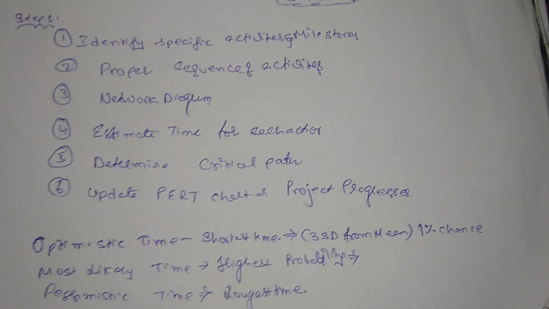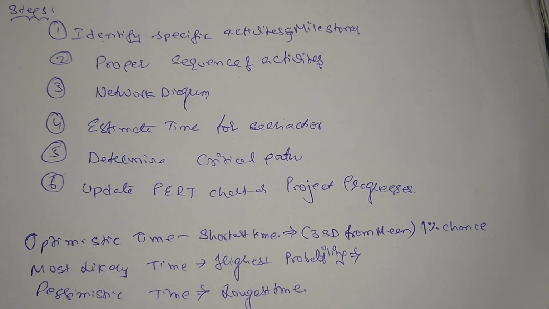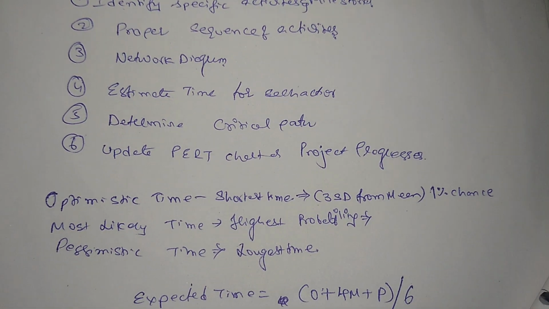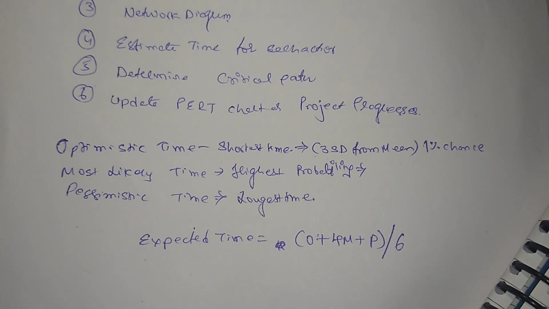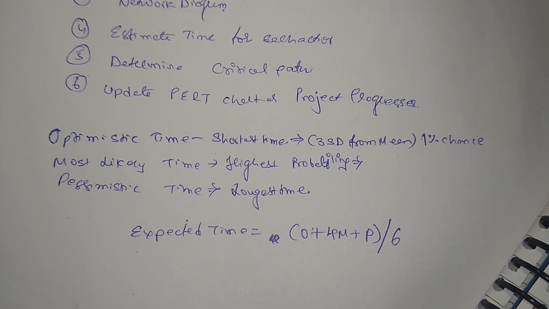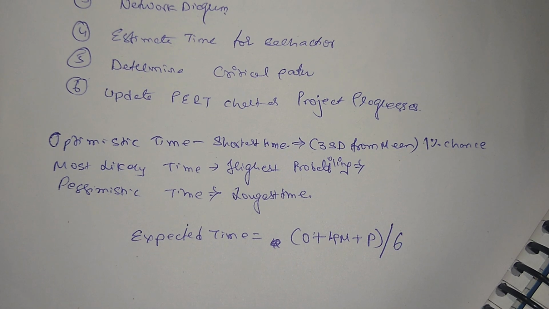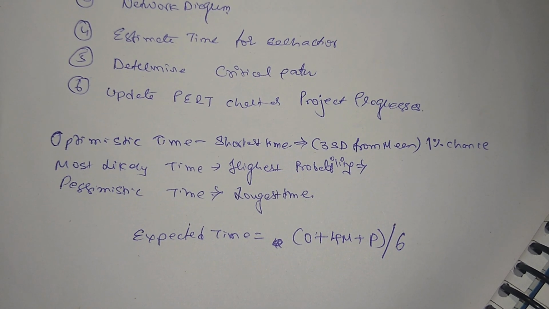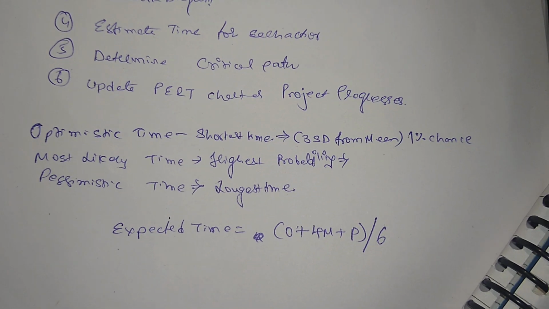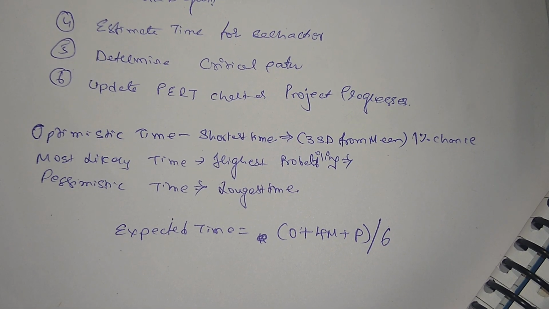The steps are: identify the specific activities and milestones, determine the proper sequence of events, draw the network diagram, estimate the time for each activity, determine the critical path, and update the PERT chart as the project progresses. Expected time is equal to optimistic time plus 4 times most probable time plus pessimistic time, divided by 6. Optimistic time is the shortest time needed, most likely time has the highest probability, and pessimistic time is the longest time.